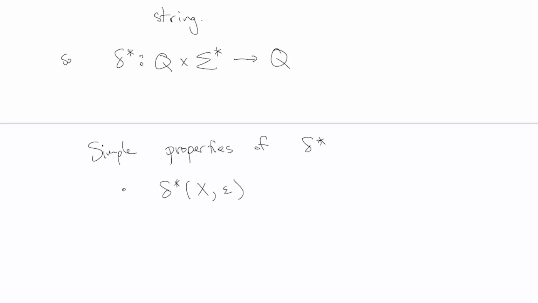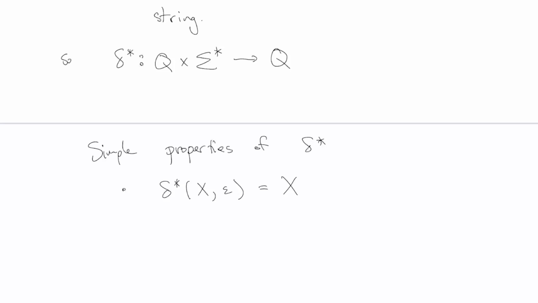Yeah? X, he says. Yeah, why do you say that? Because you're not doing anything, you're not transitioning. Yeah, right. What this means is, if I start in state x, and then I read all the letters from the empty string, where does it end me up? And the answer is, if you're reading the empty string, then you don't go anywhere. And so the answer is just x.